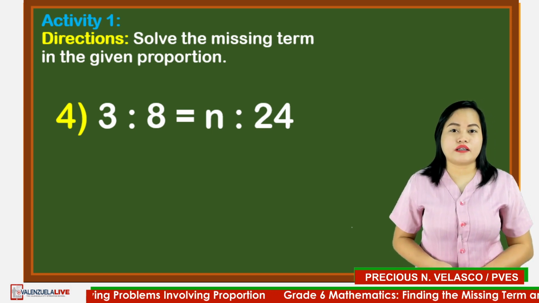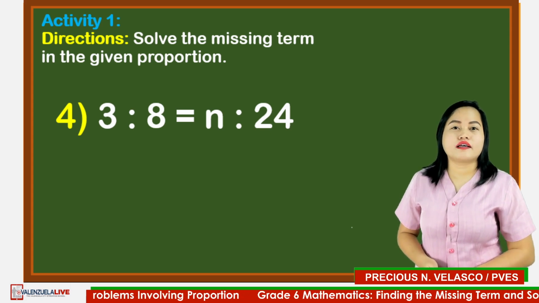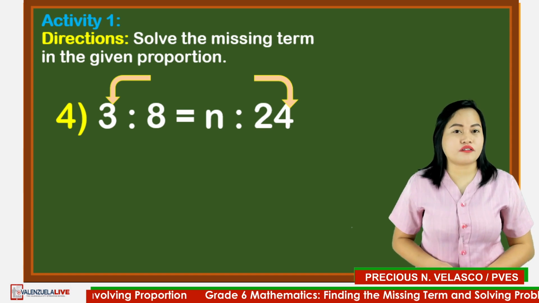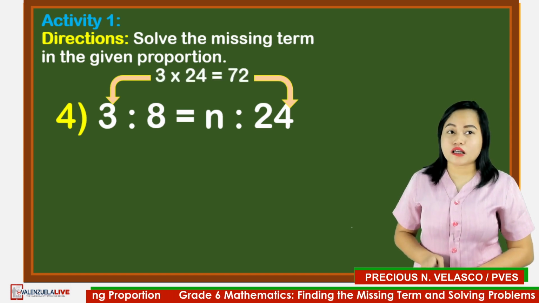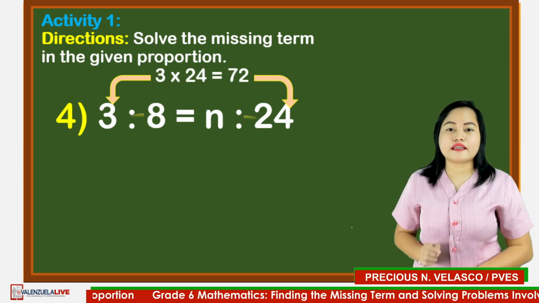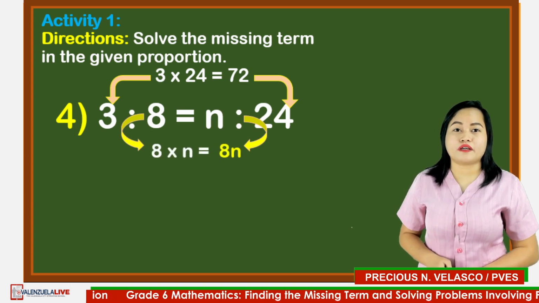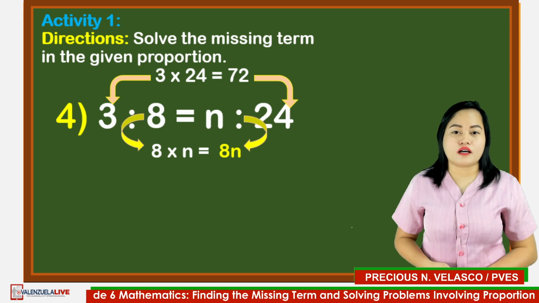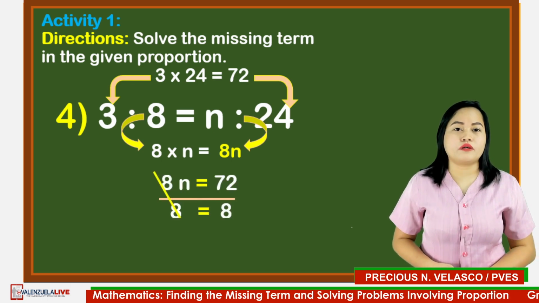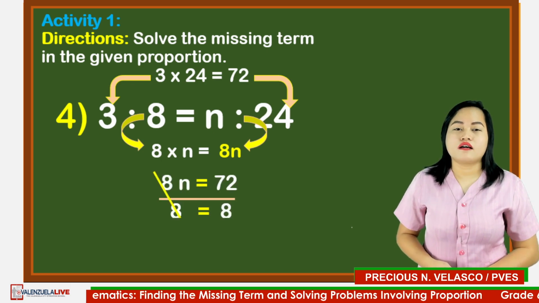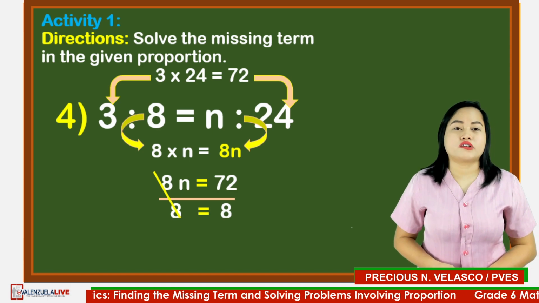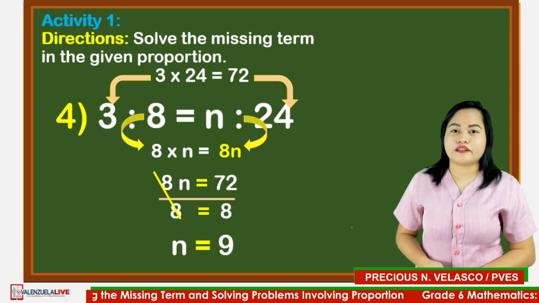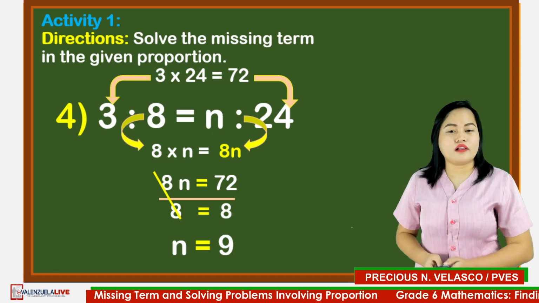Okay, so I think you are all done. So we have 3 times 24, it will give us 72, and then 8 times n is equivalent to 8n. Then, like what we did on the other numbers, we are going to divide both sides again by the value of 8. So we will have n is equivalent to 9. Well, you are all awesome.